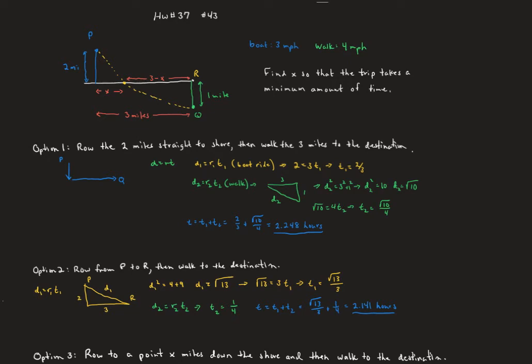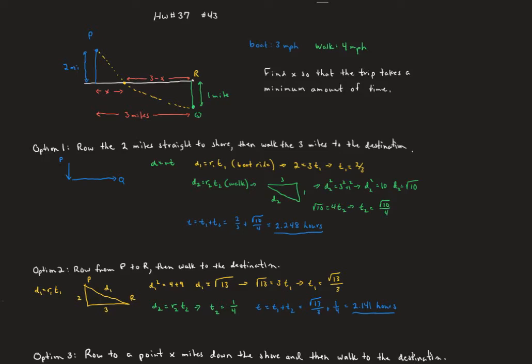In this video, we're going to work through homework number 37, number 43. We have a picture here where you can see our boat is at point P, which is 2 miles out from the shore, from the river bank. And we're trying to get to a point Q, which is 3 miles downriver and then a mile back from the river bank.